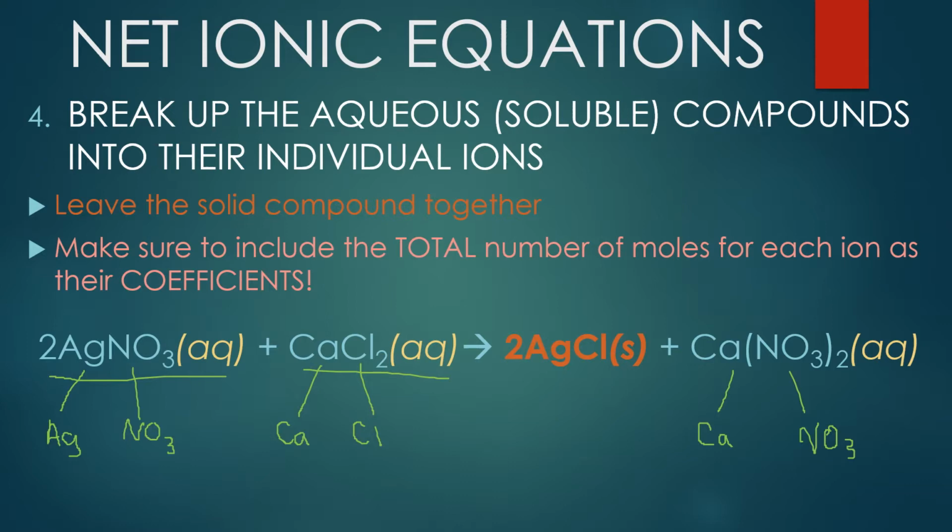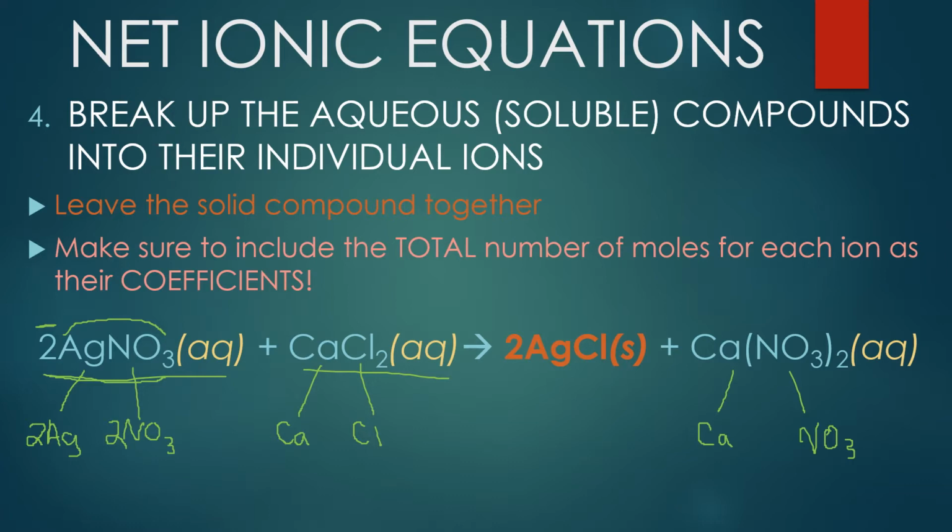So if you look at this first one, the 2AgNO3, there are 2 moles of AgNO3. So this coefficient 2 applies to this whole thing, this AgNO3. So there are 2 moles each of the silver and the nitrate. So we have to go down here and put a coefficient of 2 for 2 moles of silver, and then go over here and put a coefficient of 2 for 2 moles of nitrate.